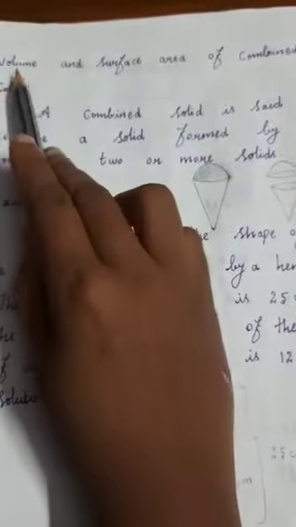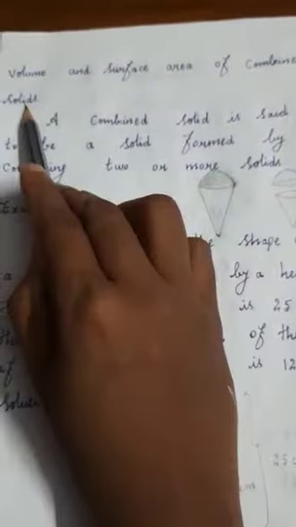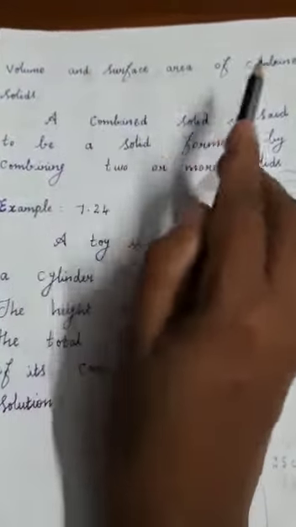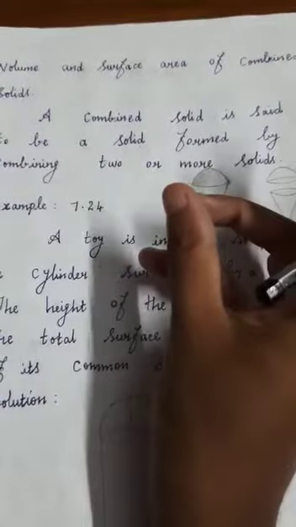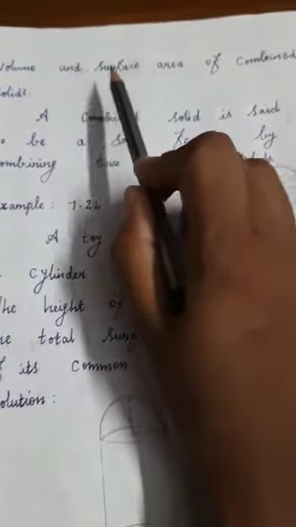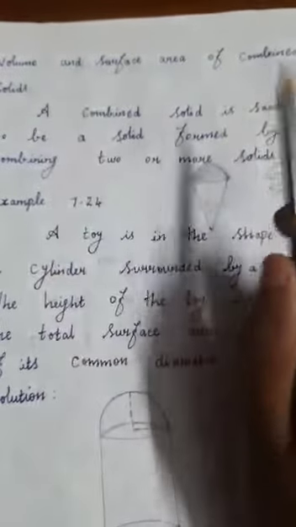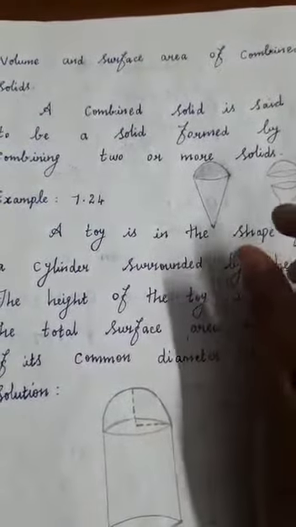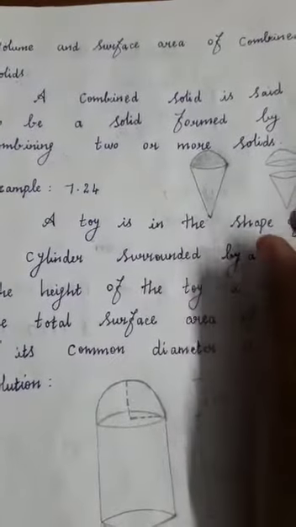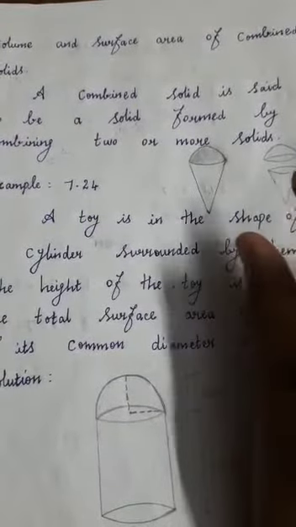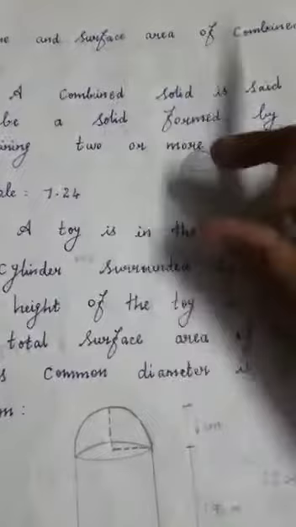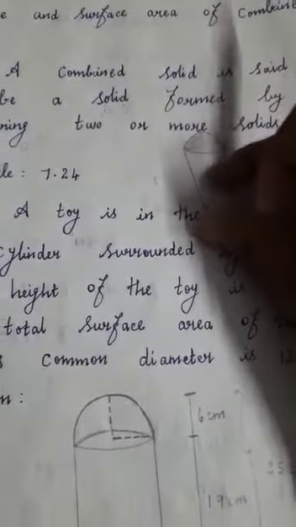Here we are going to learn how to find the volume of the combined solid and the surface area of the combined solid. First, let's see how to calculate the surface area of the combined solid. To calculate the surface area of the combined solid, we should only calculate the areas that are visible to our eyes. For example, when you look at this ice cream cone solid.